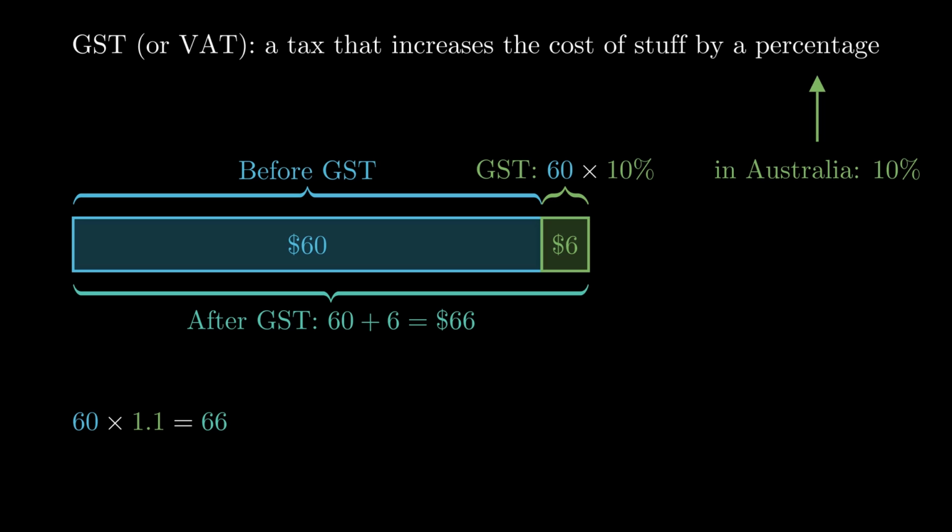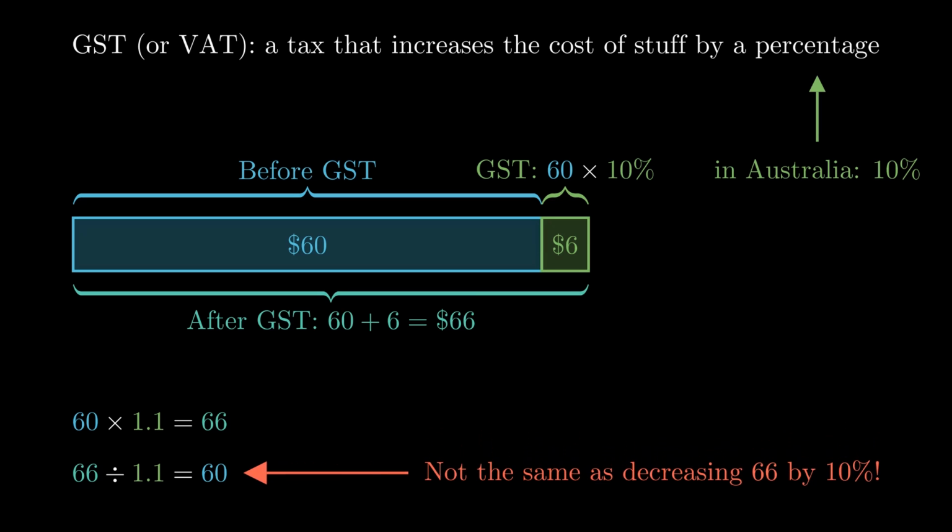A word of warning though, the GST or VAT percentage always applies to the original value, the blue number. So going backwards would involve undoing this increase, which in our case would be to divide the 66 by 1.1 to go backwards and to recover the 60. This is very different to decreasing 66 by 10%. Because if you try and decrease 66 by 10%, you'd be applying the 10% to the 66 rather than to the initial $60. So make sure you're clear on that.